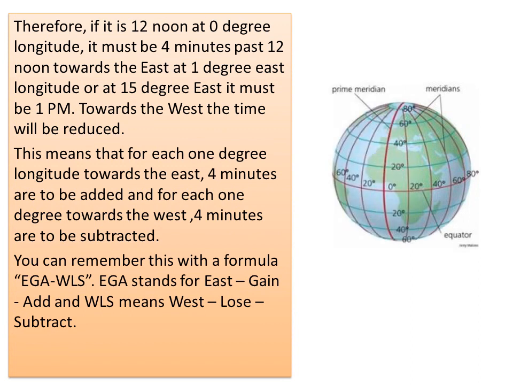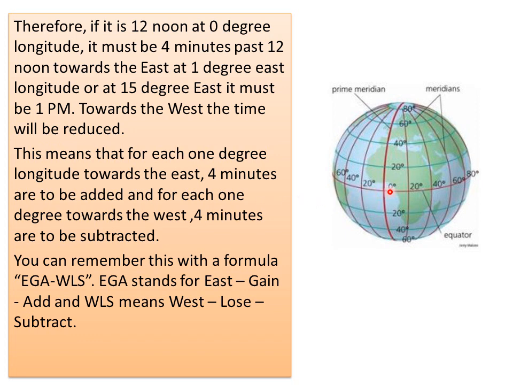Therefore, if it is 12 noon at 0 degree longitude, it must be 4 minutes past 12 noon towards the east at 1 degree east longitude, or at 15 degrees east it must be 1 p.m. Towards the west, the time will be reduced. This means that for each 1 degree longitude towards the east, 4 minutes are to be added, and for each 1 degree towards the west, 4 minutes are to be subtracted.